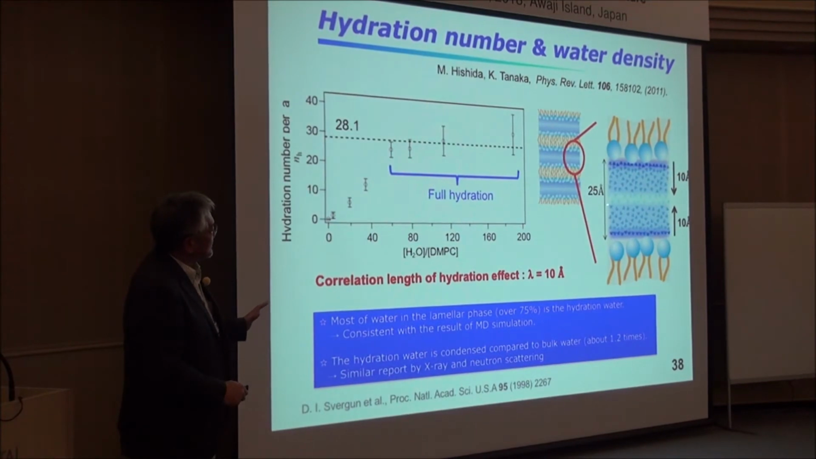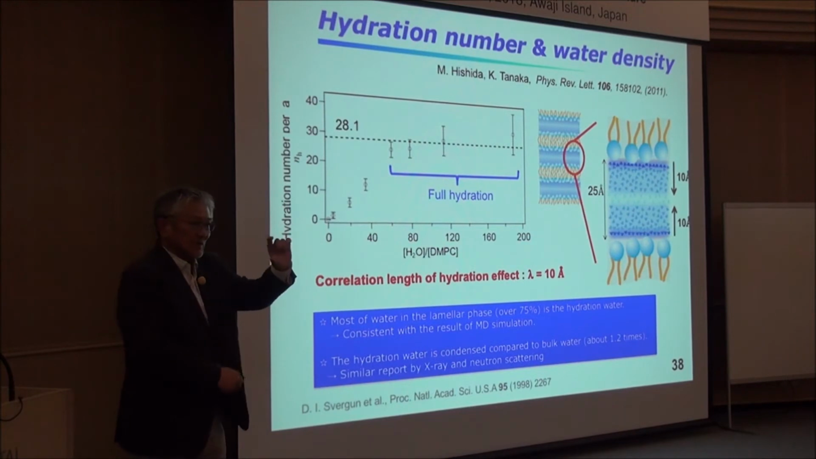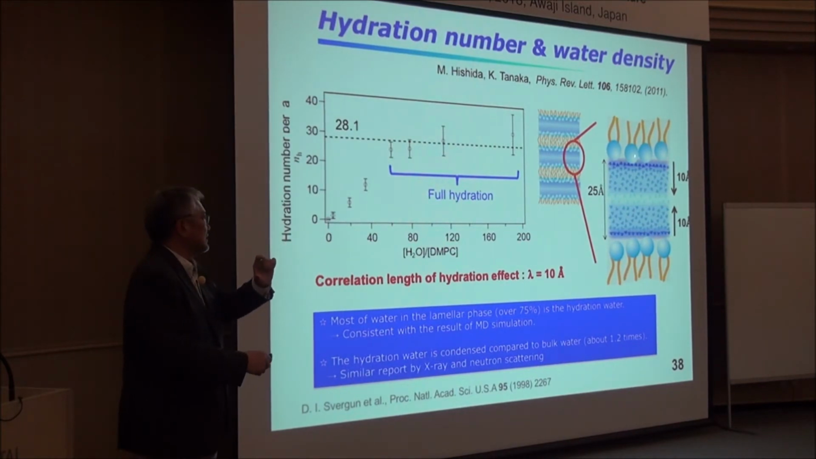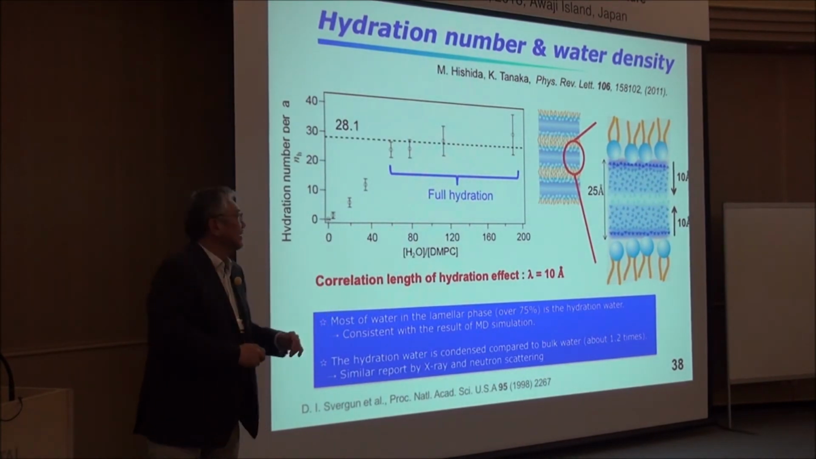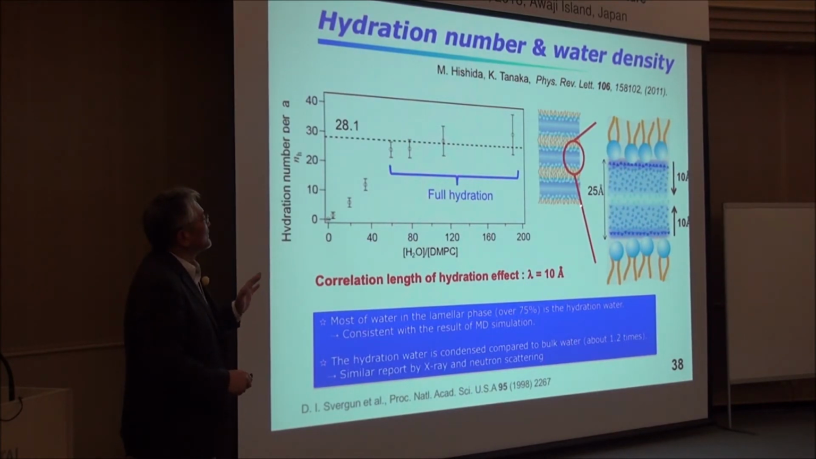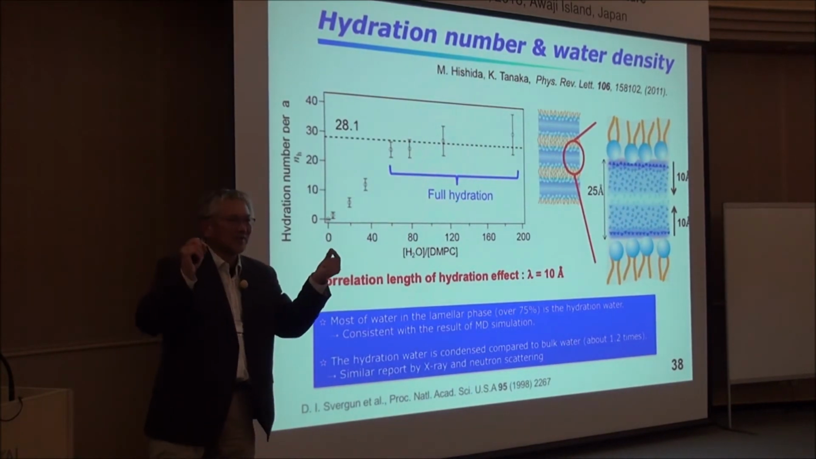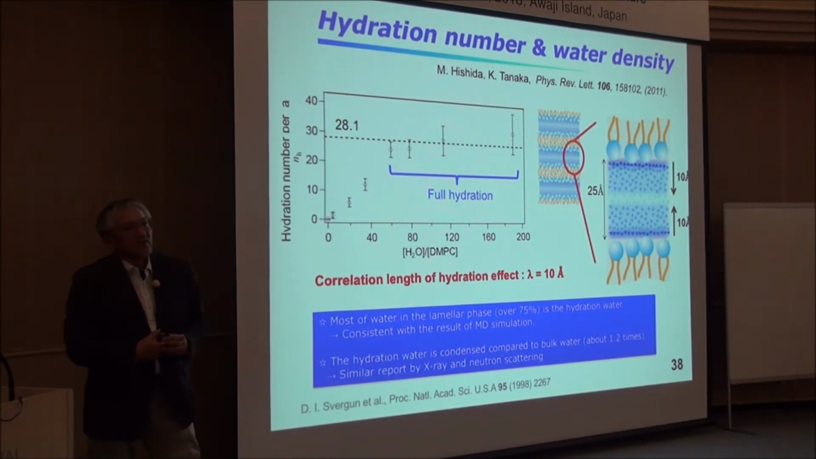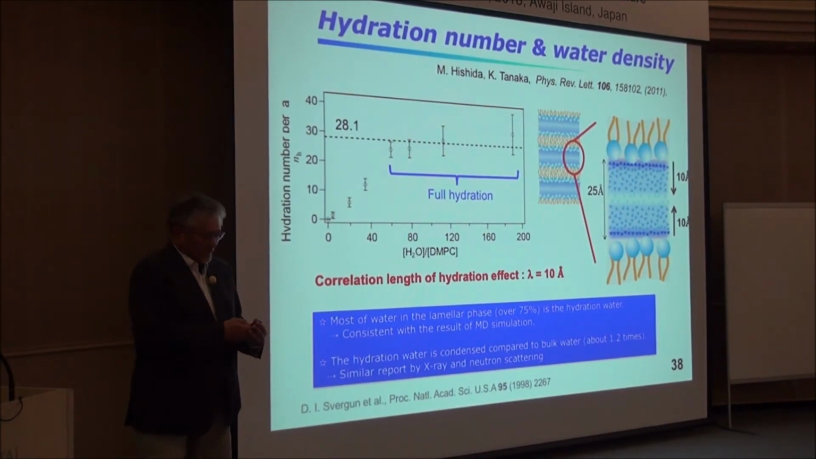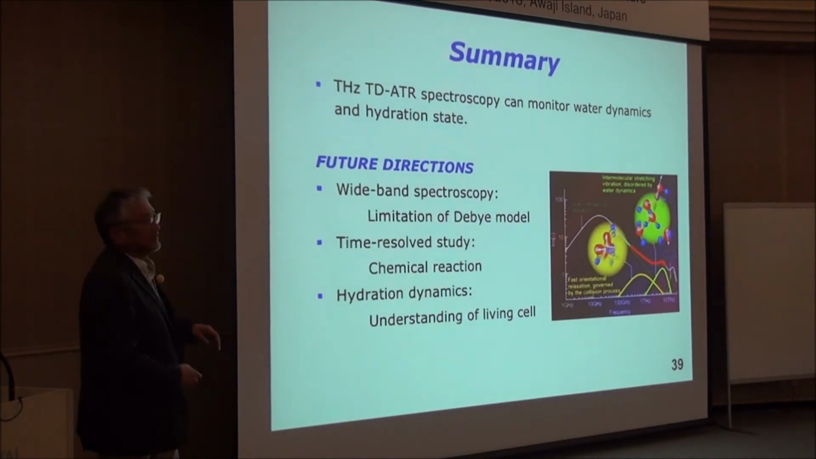So 25 angstrom is the typical distance of the bilayer lipid. And 10 angstrom from each side is hydrated or slow water, and the remaining 5 angstrom should be free-like water. So this is our result, and the correlation length of the hydration effect should be 10 angstrom. So using the Terahertz ATR technique, we can determine the hydration number like this.